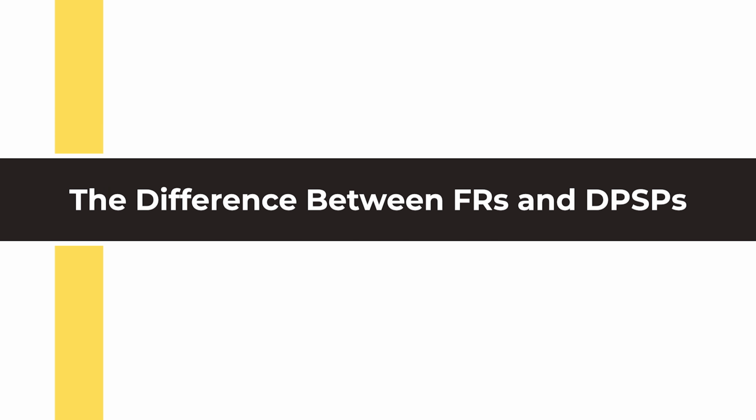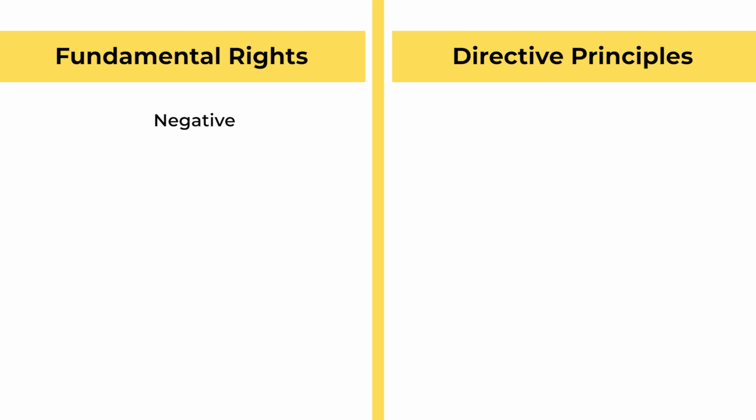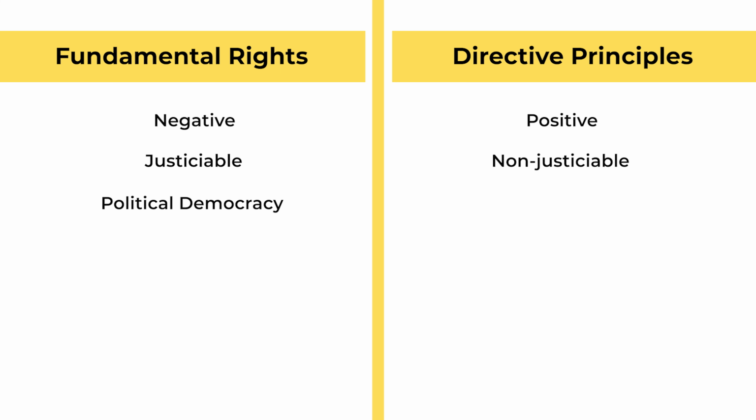Now let's discuss the difference between fundamental rights and directive principles. The fundamental rights are negative in nature, while the directive principles are positive in nature. The fundamental rights are justiciable in nature, while the directive principles are non-justiciable in nature. The fundamental rights establish political democracy. On the other hand, directive principles establish social and economic democracy.